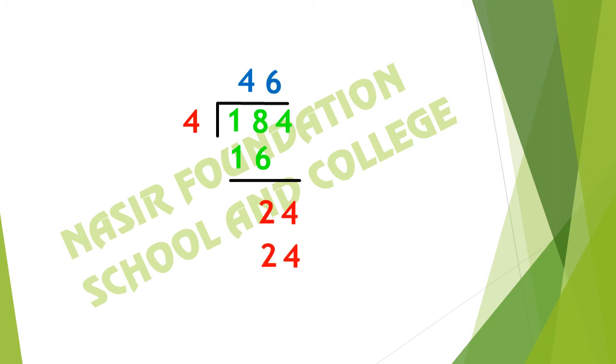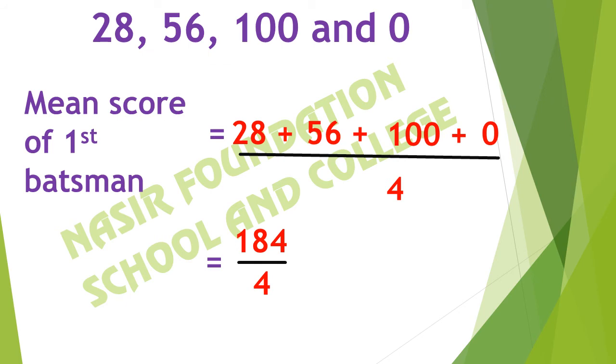Now 4 into 6 we get 24. If we subtract 24 out of 24 we get 0. If we divide the sum of values by the number of values, we get 46. 46 is the mean score of first batsman.